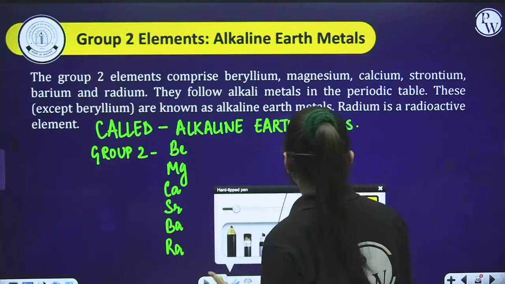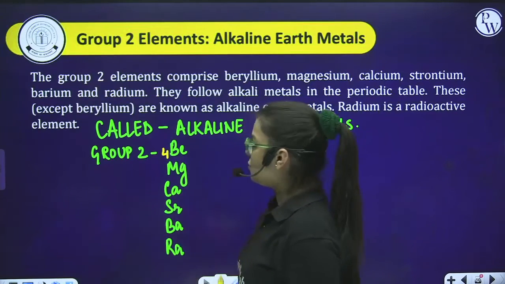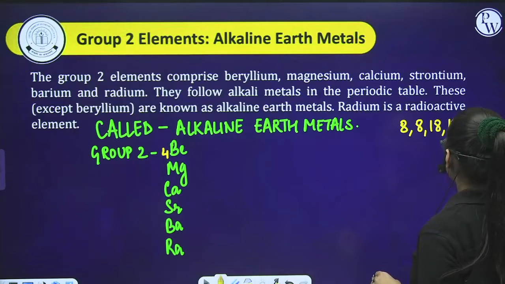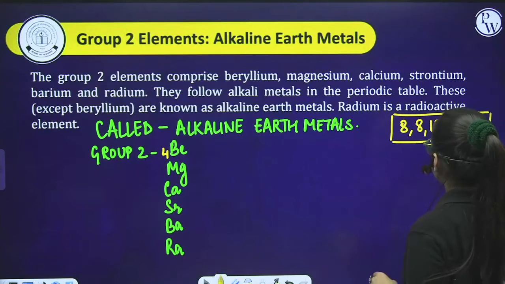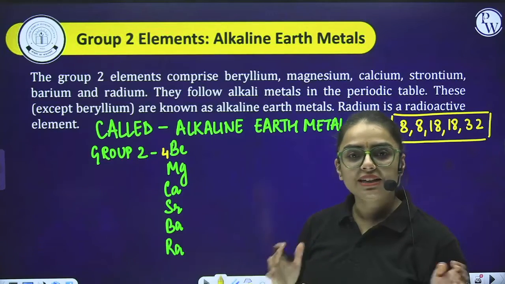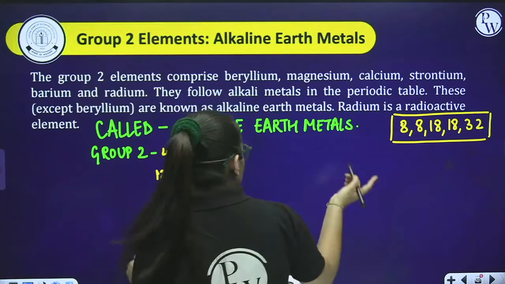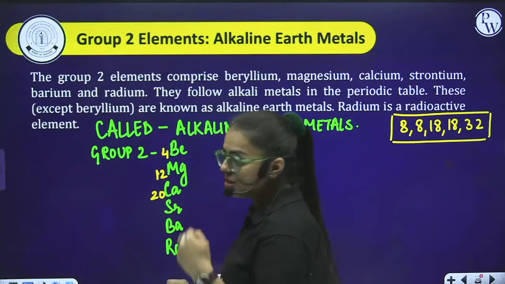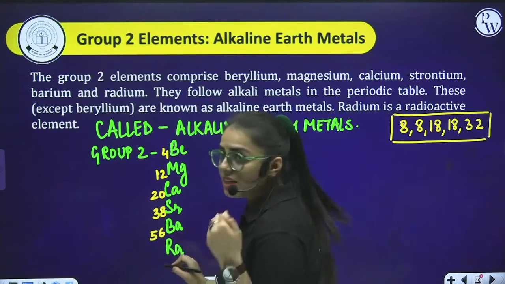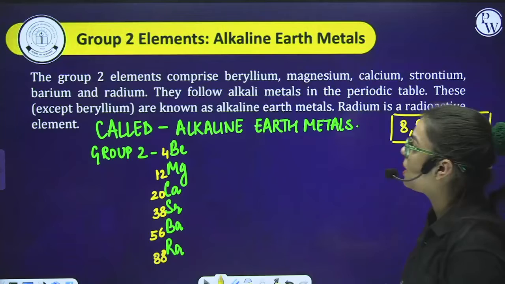Now coming back over here, how do we write the atomic numbers of them, ma'am? It's very simple. In the previous class also I told you. First of all, write the atomic number for beryllium, which is 4, and then use the magic trick of 8, 8, 18, 18, 32. For group number 1, we use 2, 8, 8, 18, 18, 32. Here we will be using 8, 8, 18, 18, 32, right? Now we have 4. 4 plus 8 is 12. 12 plus 8 is 20. 20 plus 18 is 38. 38 plus 18 is 56. 56 plus 32 is 88. So these are basically the atomic numbers for your group number 2 elements.